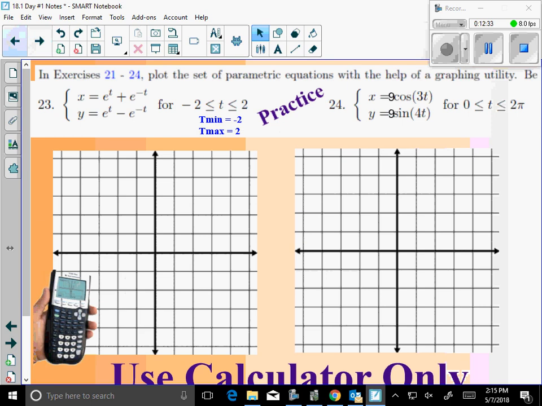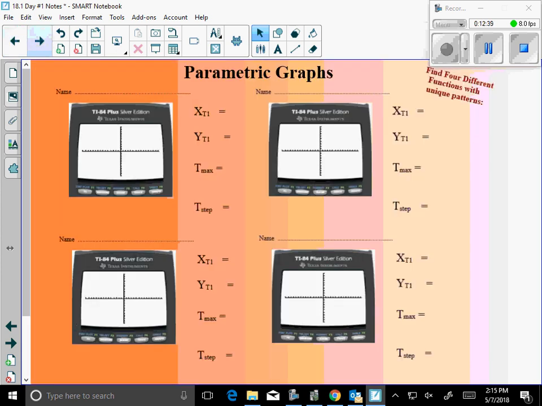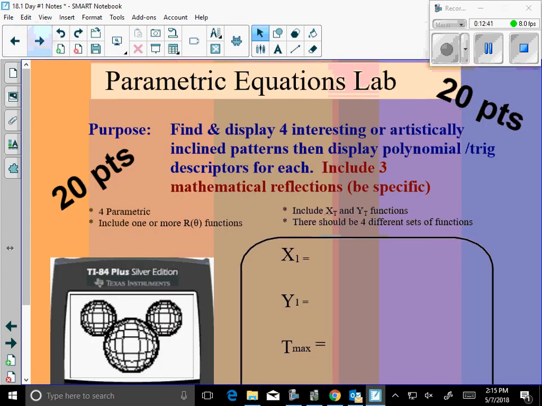This right here is a really funky one with e to the t. You can go ahead and graph that on your own. And some other fun stuff. Like, look, you can make Mickey Mouse. That's pretty cool. You can toy with that.